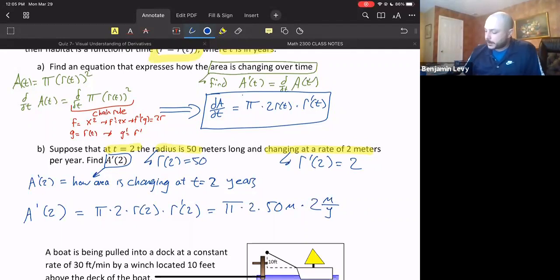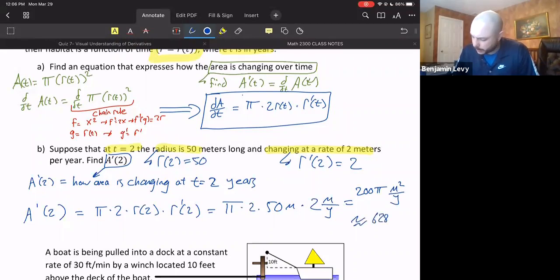And so we multiply those things together, like 2 times 50 times pi. We just get... where did it happen here? I'm missing something. Oh, that's right. 2 times 50 times 2 would be 200. And then 200 pi meters squared per year, which is approximately 628 square meters per year.